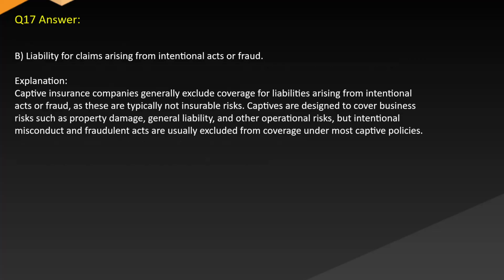Answer. B. Liability for claims arising from intentional acts or fraud. Explanation: captive insurance companies generally exclude coverage for liabilities arising from intentional acts or fraud, as these are typically not insurable risks. Captives are designed to cover business risks such as property damage, general liability, and other operational risks, but intentional misconduct and fraudulent acts are usually excluded from coverage under most captive policies.